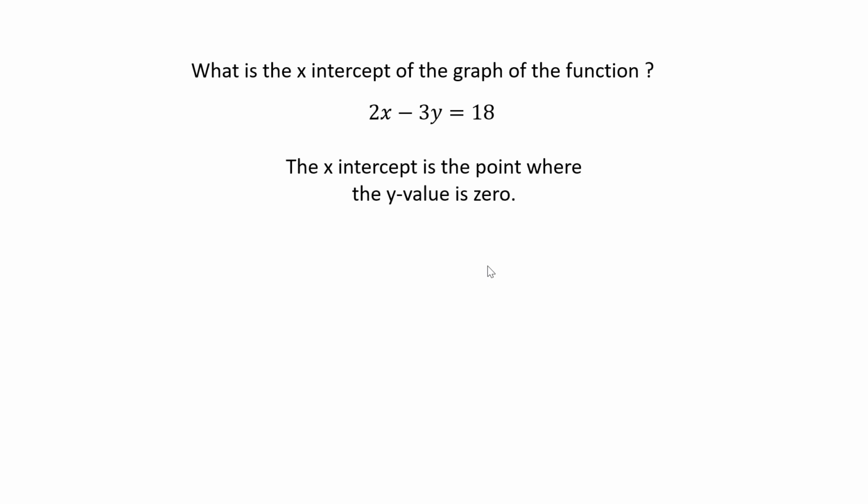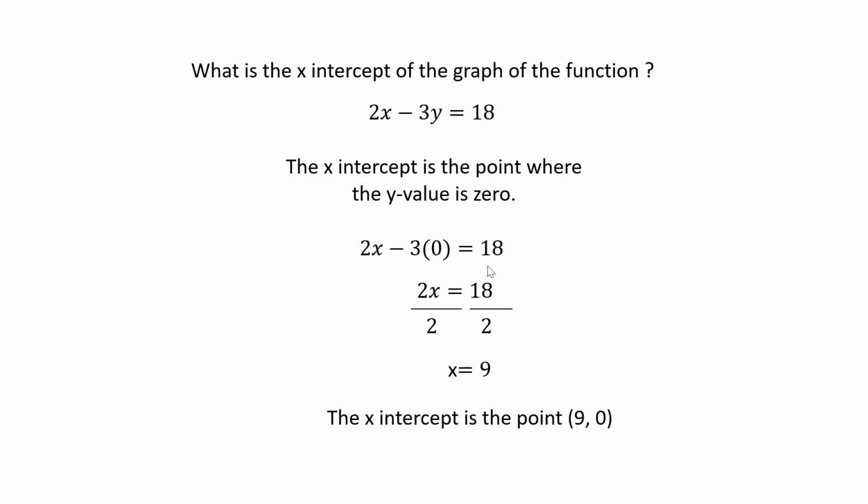Okay, so what is the x-intercept of the graph of the function? Now we know the x-intercept is when the y value is 0, so I will substitute in a 0 for the y. 2 minus 3 times 0, which is 0. 0 times -3 is 0. Divide both sides by 2, and x equals 9. So the x-intercept is the point (9, 0), because it's an x-intercept, not a y-intercept.